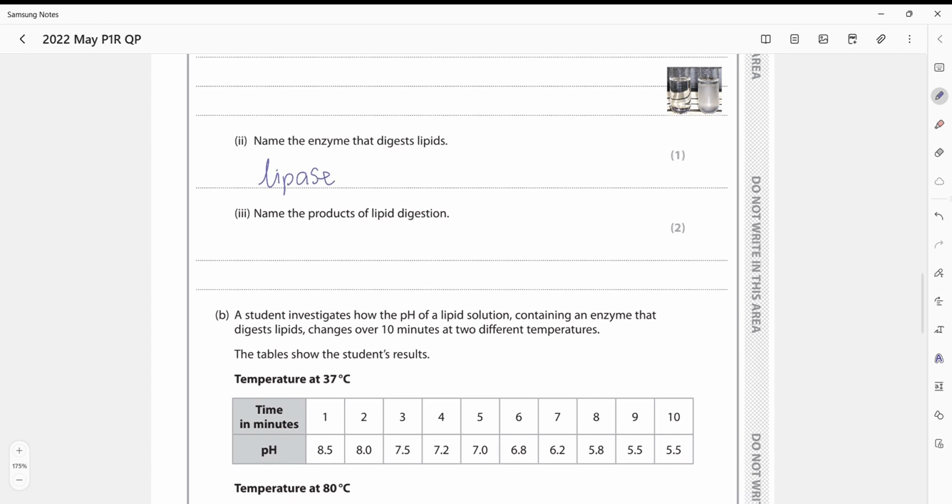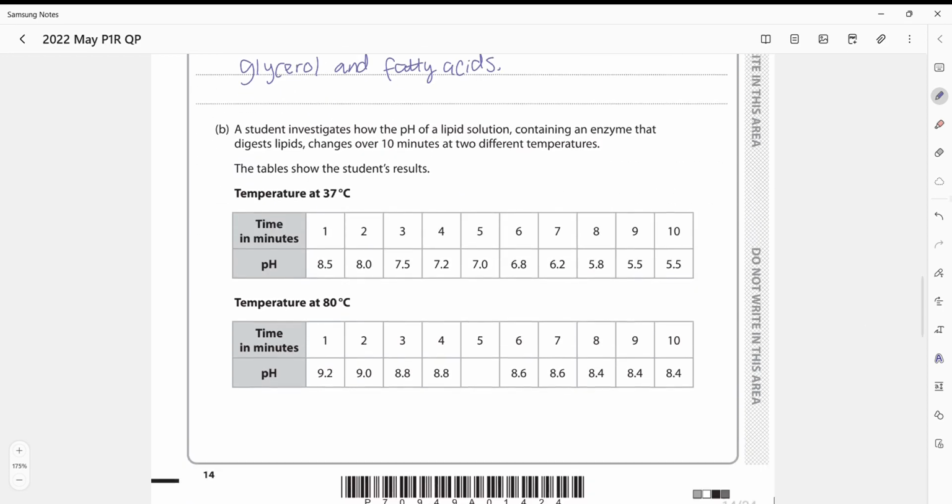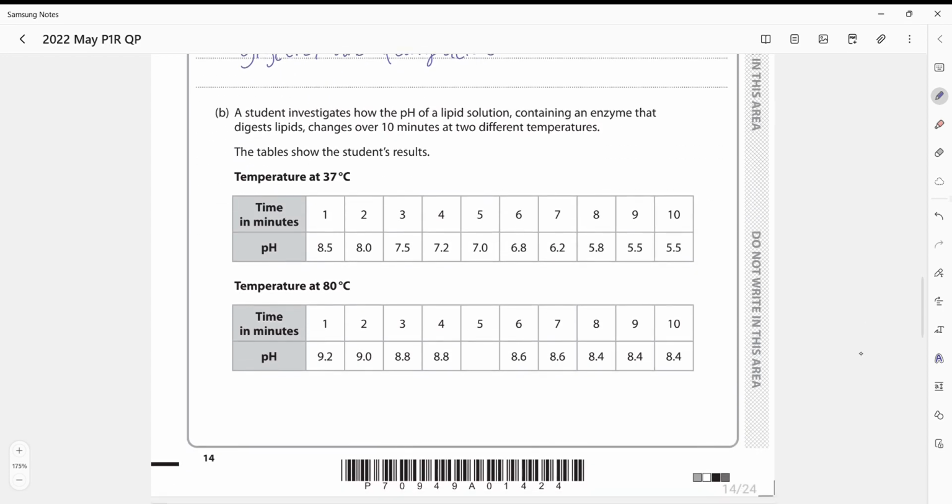Part 3. Name the products of lipid digestion. So fats will get converted to glycerol and 3 fatty acids. So you do need to remember these products. Okay, let's move on to part B.